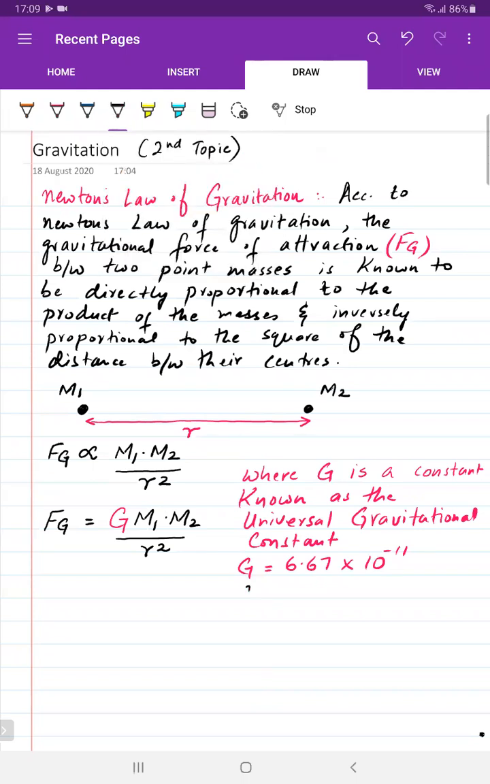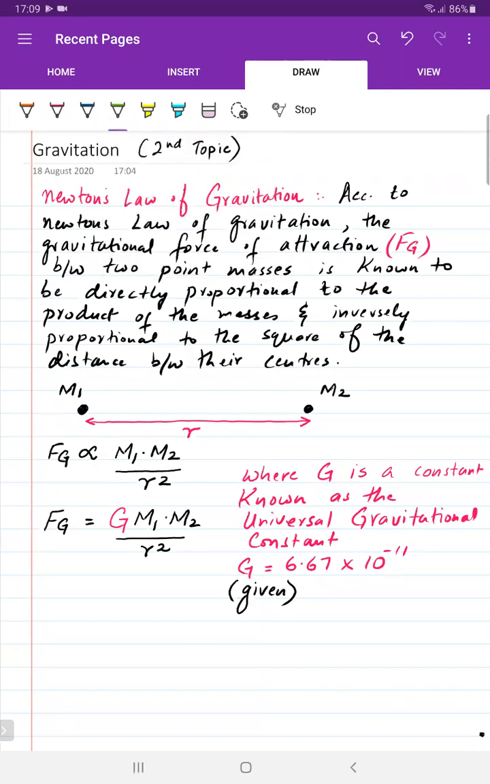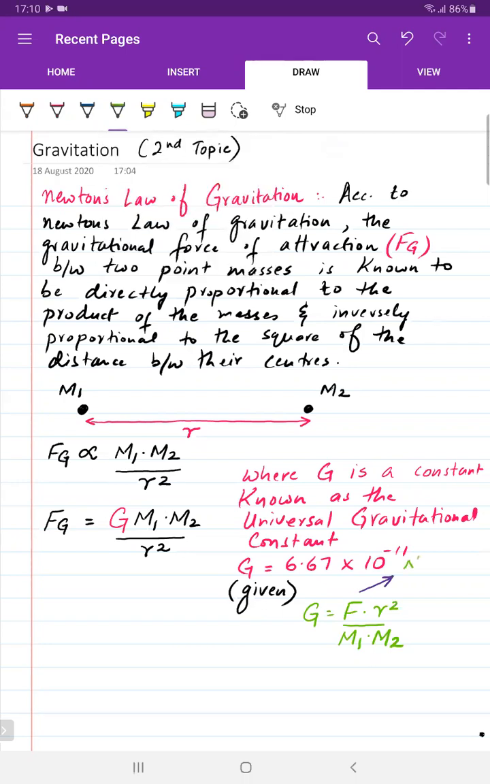This value is given in exams, so there is no need to learn it. Having said that, if you make G the subject, I guess you can figure out the units of G. So I'm doing the working on the side. If you make G the subject, you will end up getting this answer: force times r square divided by m1 times m2. So on the basis of this result, you can work out the units of G. Force will be in newtons, r square, meter square, and m1 times m2, that should be kilogram to the power of -2.